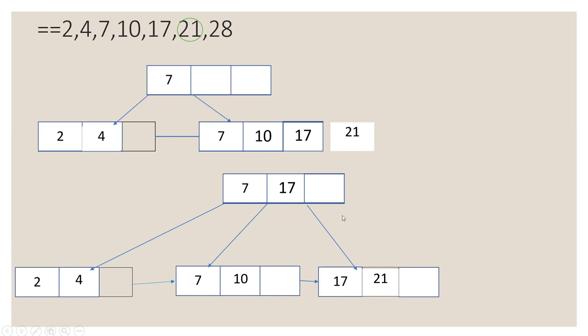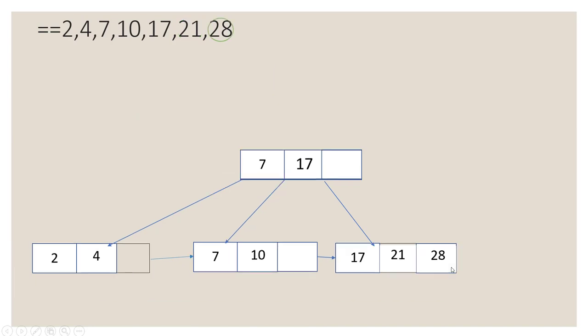Okay, last value is 28. 28 is greater than 17. I follow the pointer, and there is space for 28. So this is going to be our resulting tree.